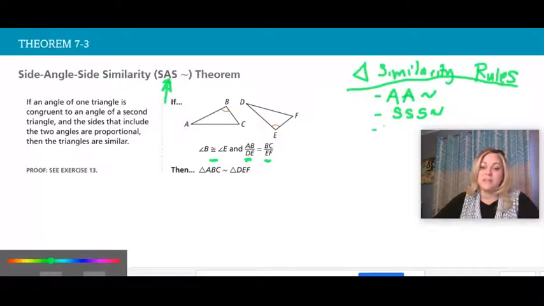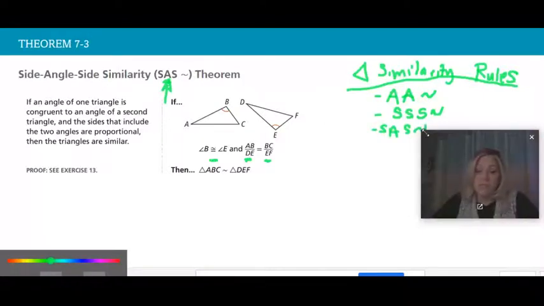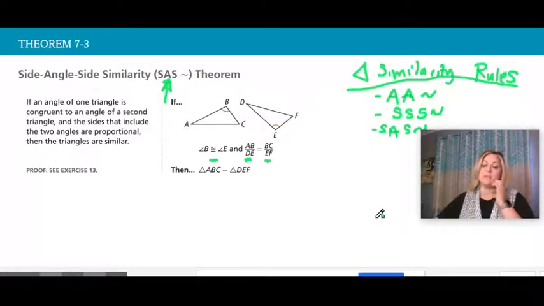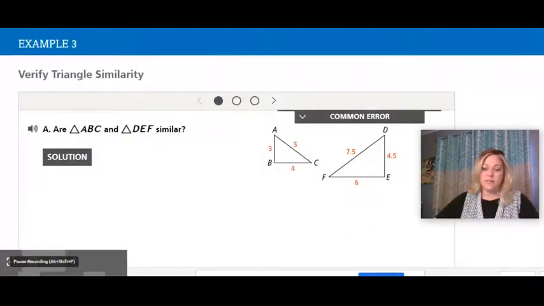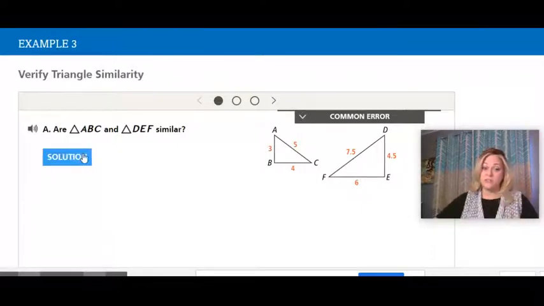So that's another rule, side angle side similarity. Those are the only three. So those three rules, angle angle, side side side, and side angle side, can prove triangles are similar. To verify that a triangle is similar to another triangle, if you're asked, are these triangles similar?